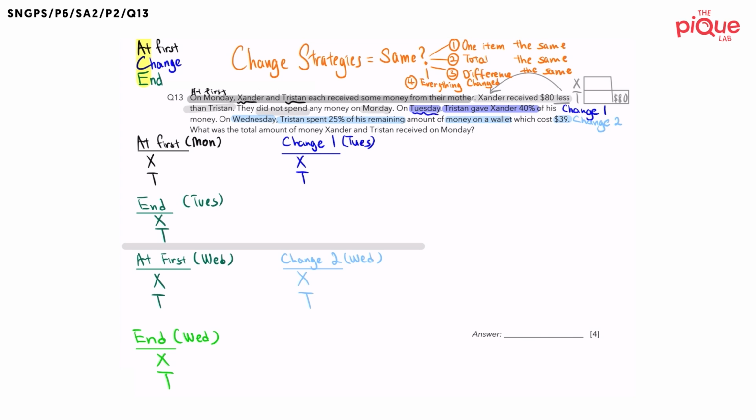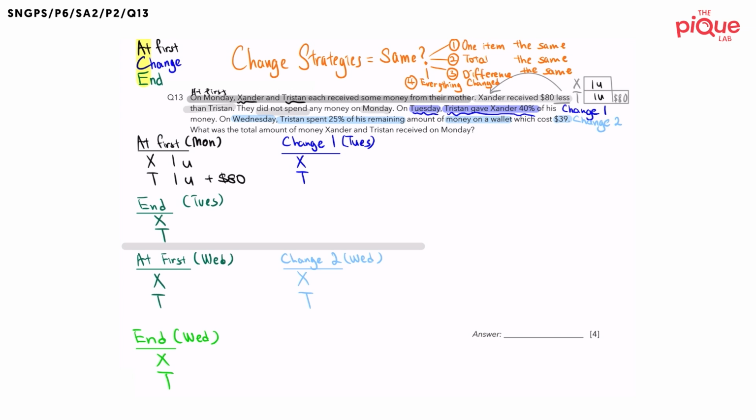The blank units that are equal in the model are usually known as 1 unit. At first on Monday, Xander has 1 unit. Tristan has 1 unit plus 80. Referring back to the question, on Tuesday, Tristan gave 40% of his money to Xander. This marks change 1.